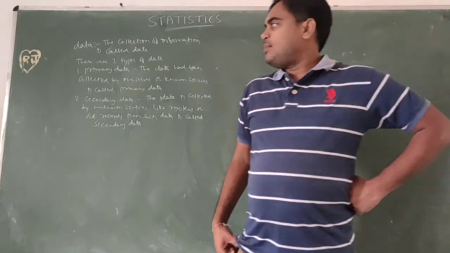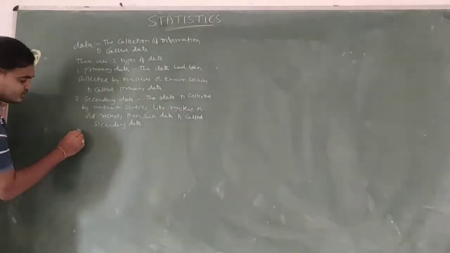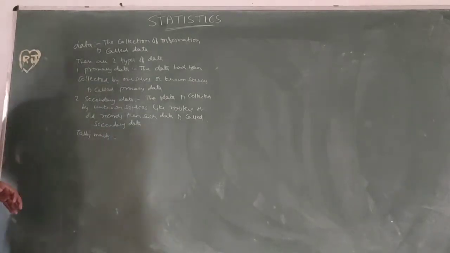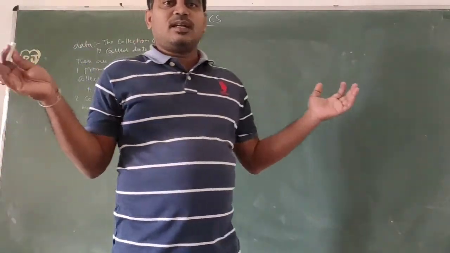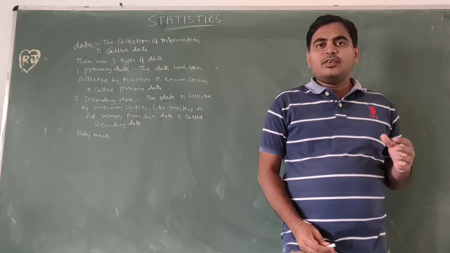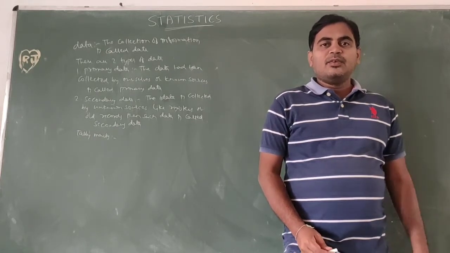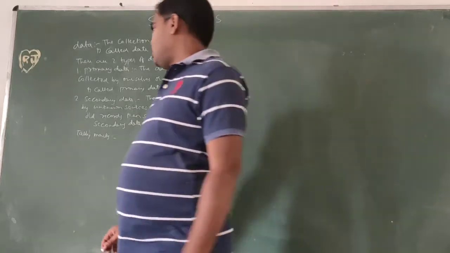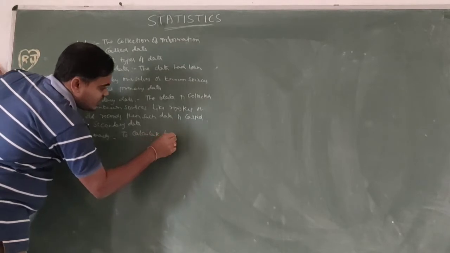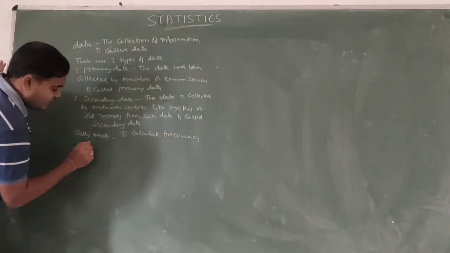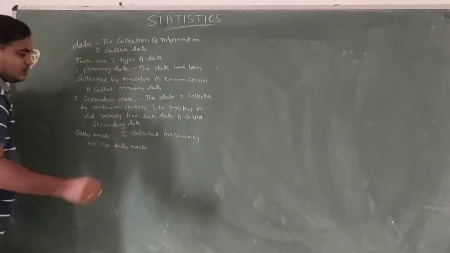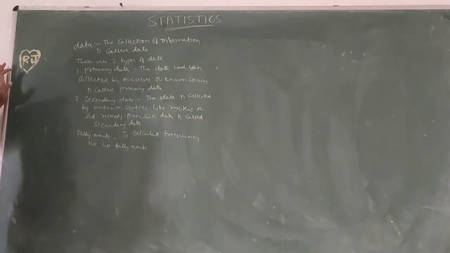Okay. Next, tally marks. What is the purpose of tally marks? If the data is big, to convert the data into a simple form, we use tally marks. Tally marks are simply used to count the frequency. So to calculate the frequency, we use tally marks.